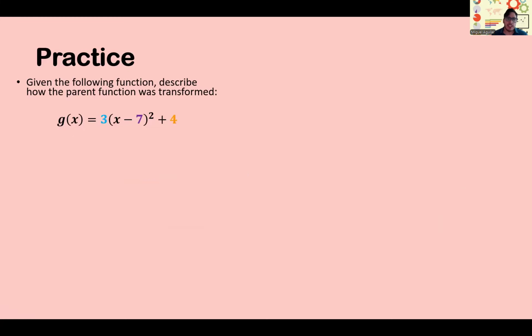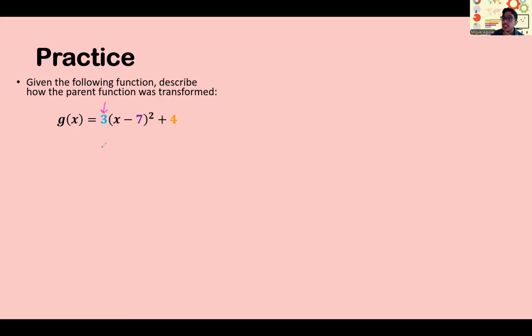You're going to be given a function like g of x is equal to 3 times (x minus 7) squared plus 4, okay? And what I really want you to get into the habit of doing is, if this is in vertex form, you should be able to tell me all of the transformations that have been applied to the function. So what does this 3 in front of the parentheses do to the graph?